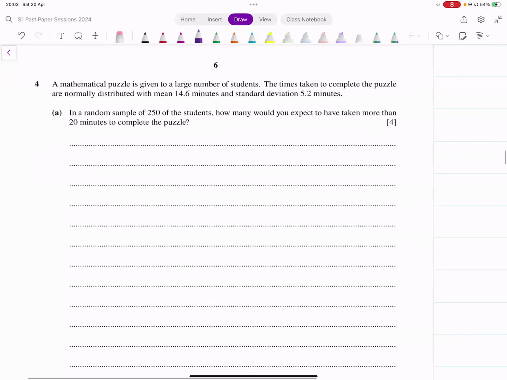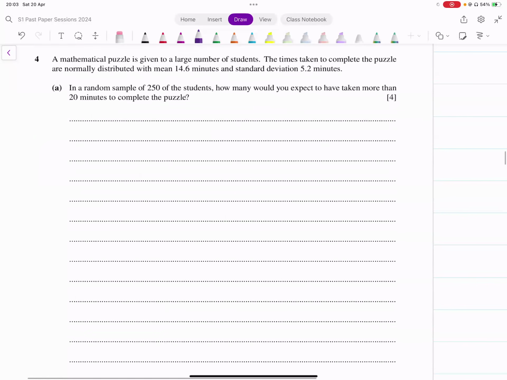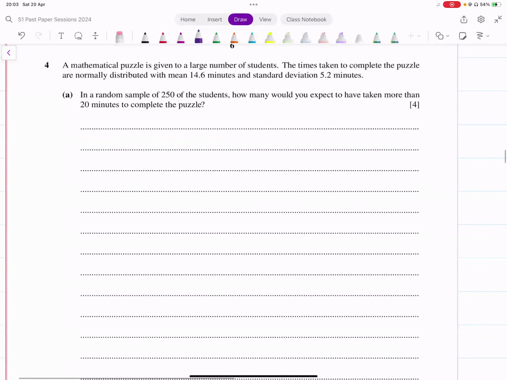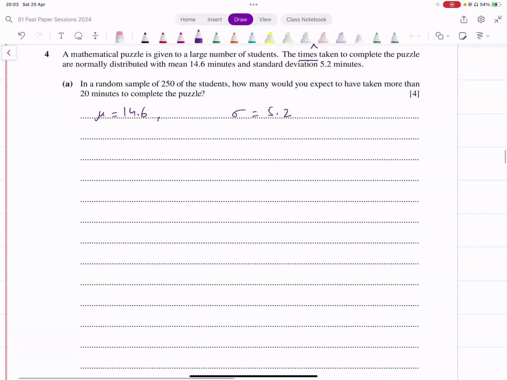Question number 4. It says, a mathematical puzzle is given to a large number of students, the times taken to complete the puzzle are normally distributed. So now we've got normal distribution. Mean is 14.6 and the standard deviation is 5.2. Let's call time X. In a random sample of 250 of the students, how many would you expect to have taken more than 20 minutes to complete the puzzle?